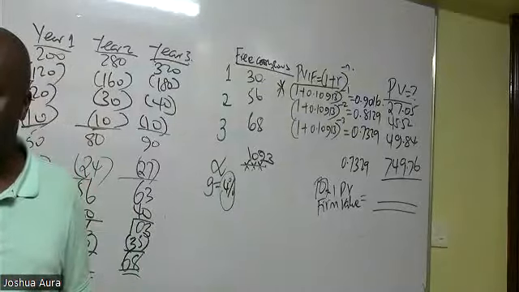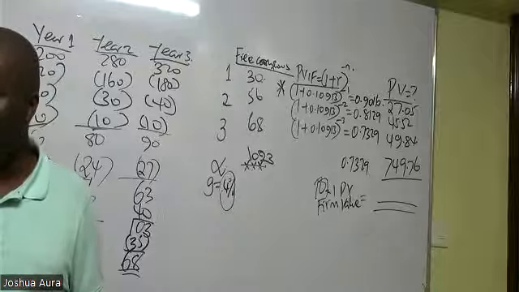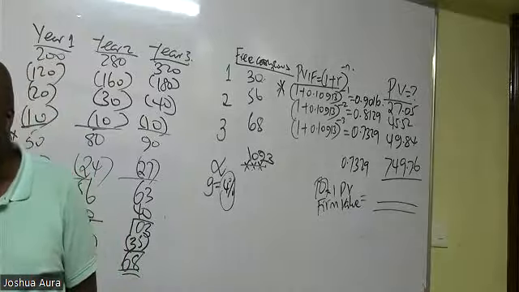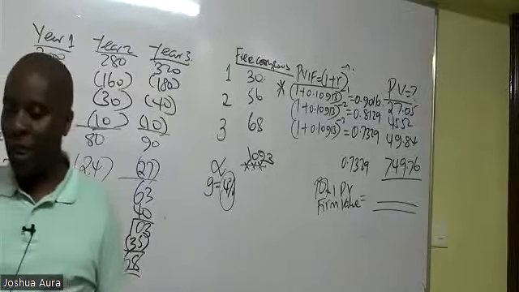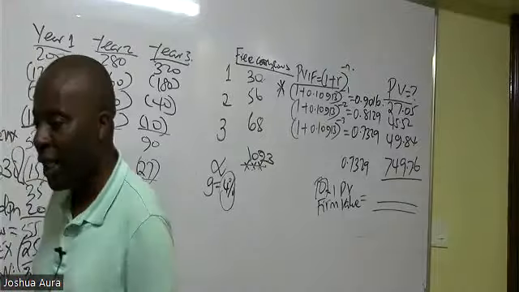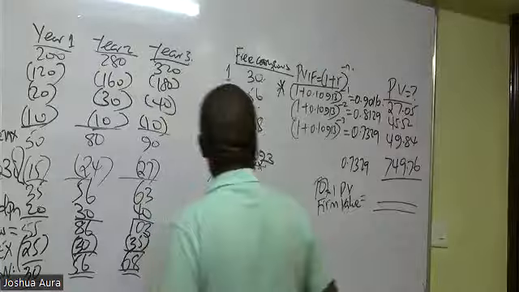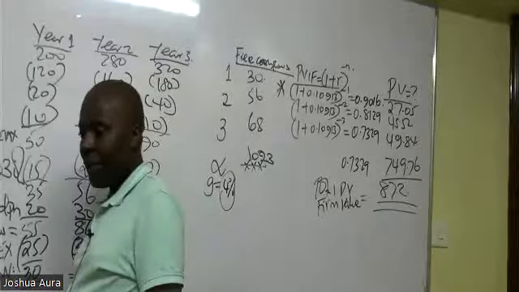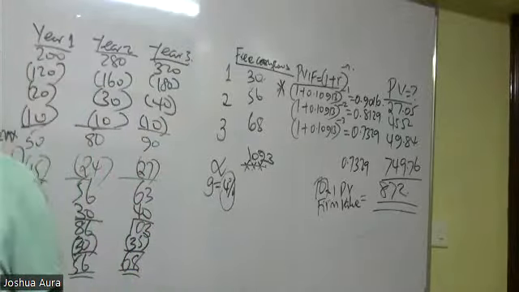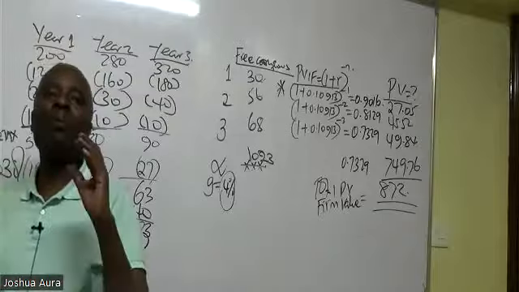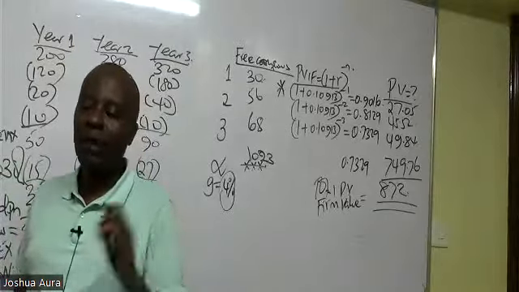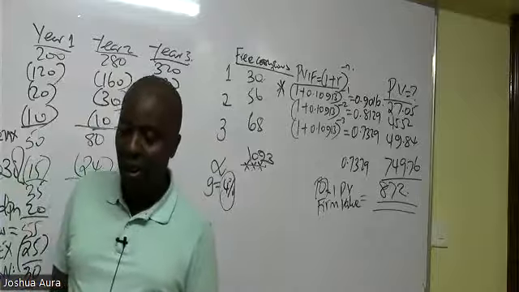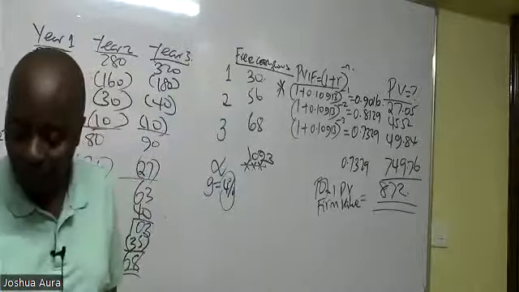So farm value, according to Paul Macao, is supposed to be 862. Mosan Matara says it is 872. So I don't know who is telling me the truth. 872 million. Yes, that is the farm value. So I can't pay more than that. That is the farm value. I can't pay more than that.